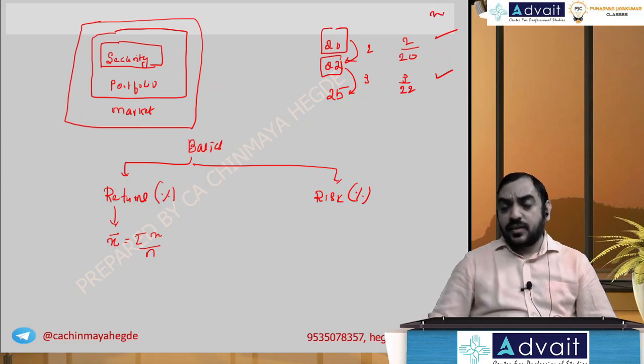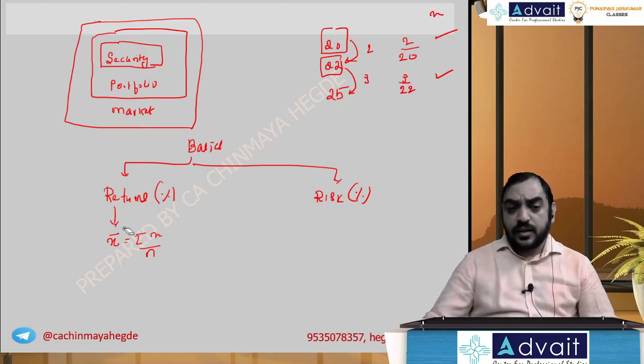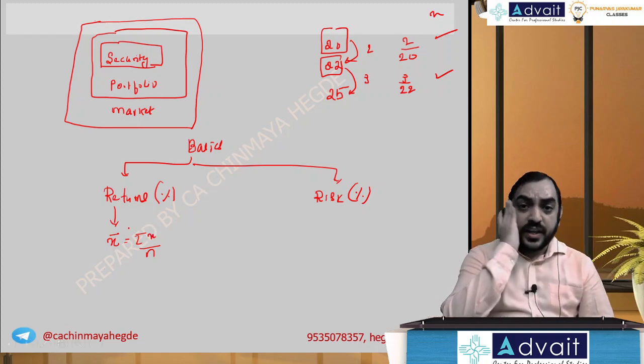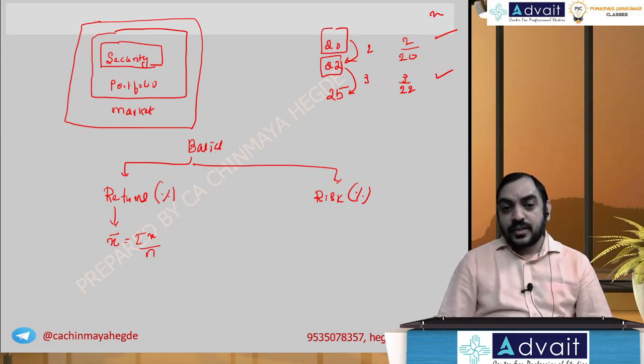This I call it as R, X. X is what I call it. And summation X by N, that's how I get average returns. This is return calculation. Then we talk about risk calculation.